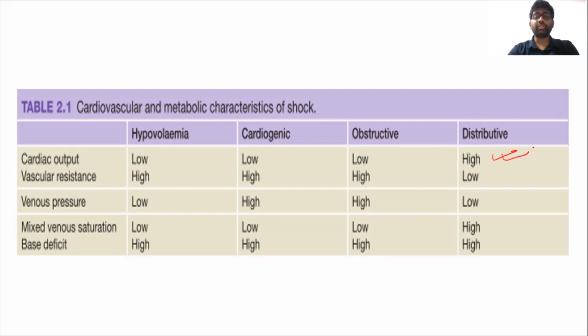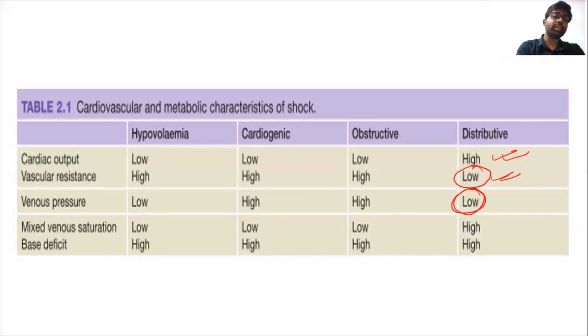The vascular resistance: see, there is vasodilatation in septic shock. The extremities are the only exception: in septic shock or in distributive shocks, the peripheral extremities are warm and there is vasodilatation. So the vascular resistance is low in these patients. Regarding the venous pressure, it will definitely be low because overall there is vasodilatation in septic shock. So even the arterial as well as the venous pressure will be low.